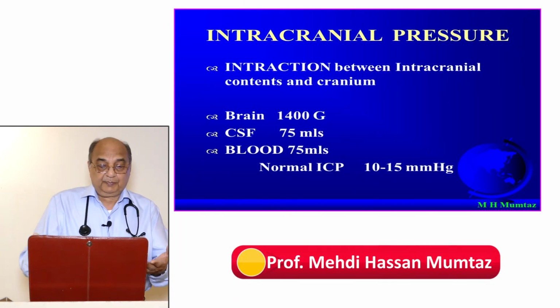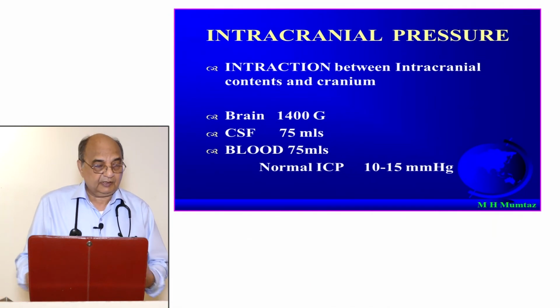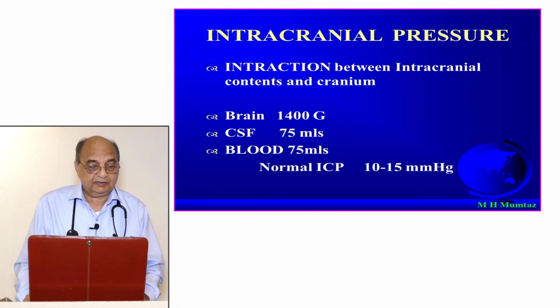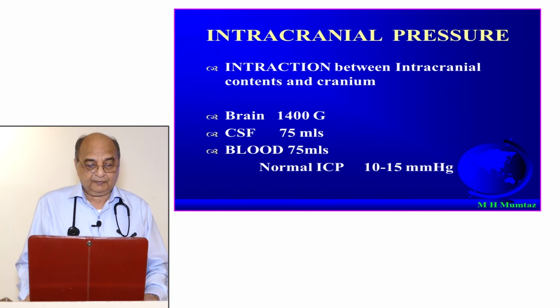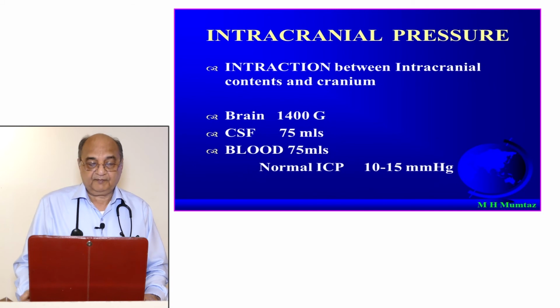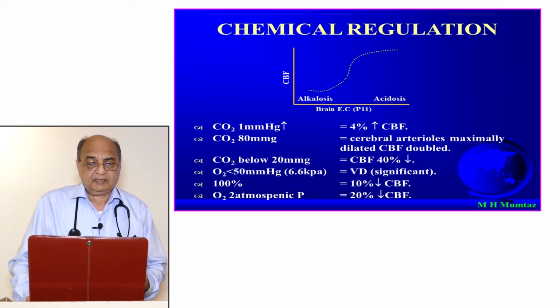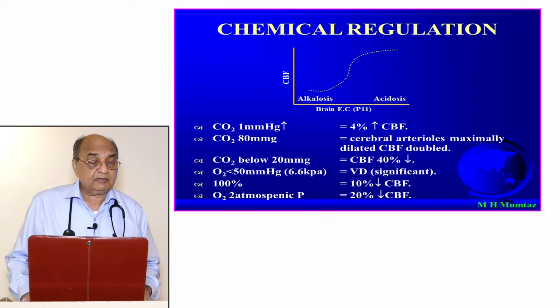Then intracranial pressure, as we know, the brain weighs about 1400 grams. CSF is about 75 mils. Blood is about 75 mils. Normal ICP is about 10 to 15 millimeters of mercury. Then we went through all the autoregulation last time. Chemical regulation is also important.